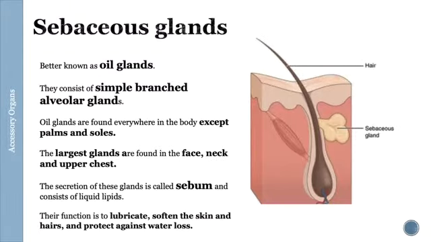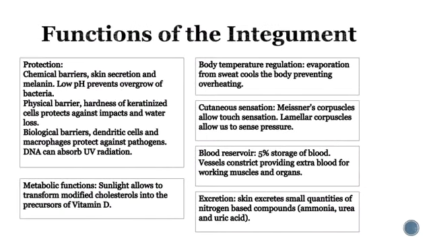Now that we have talked about these accessory structures of the skin, let's have an overview of all of the functions of the integumentary system. This is kind of like wrapping up our module for the integumentary system. Let's first start talking about protection. Chemical barriers, skin secretions, and melanins will all serve for the protection of internal structures.